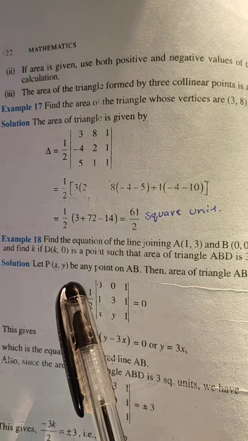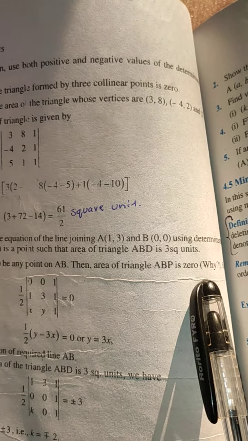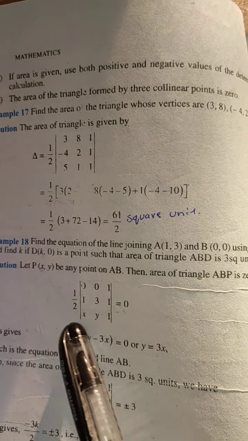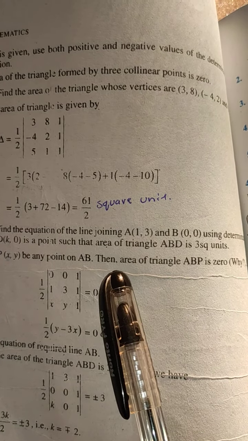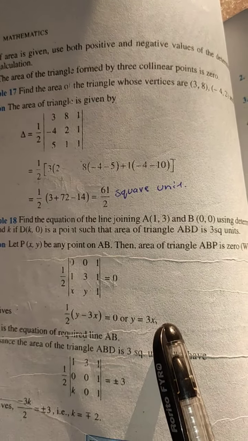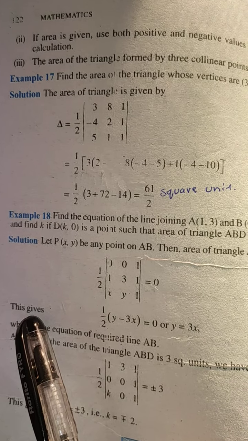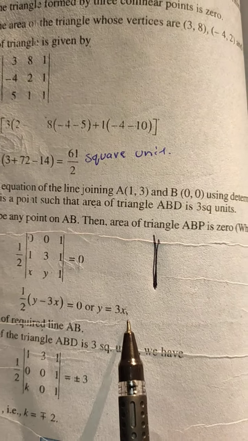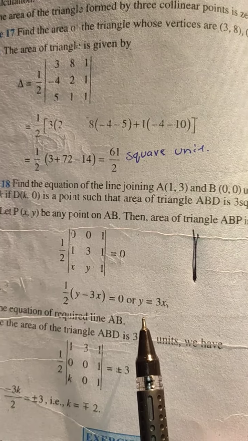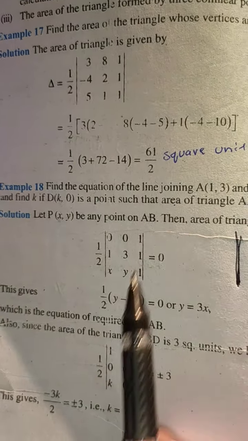So let P(x, y) be any point on AB, then the area of triangle ABP is 0. Why? Because these form a straight line. All points lie on the same line, so the points are collinear. As you simplify, you will get the relationship between x and y. So we got a relationship between y and x. This is known as the equation of line AB. Now one more part is given.